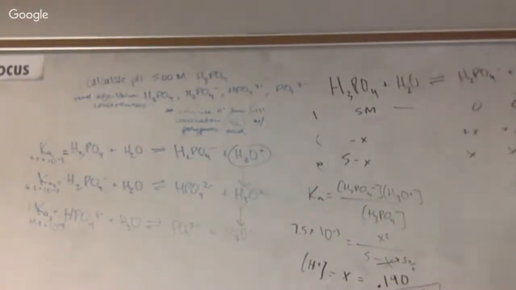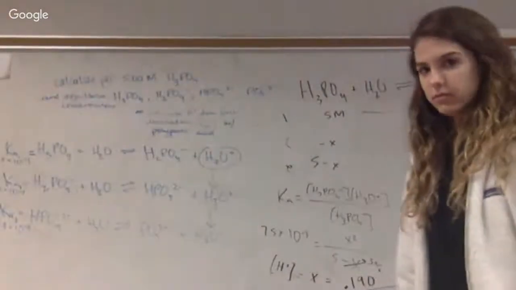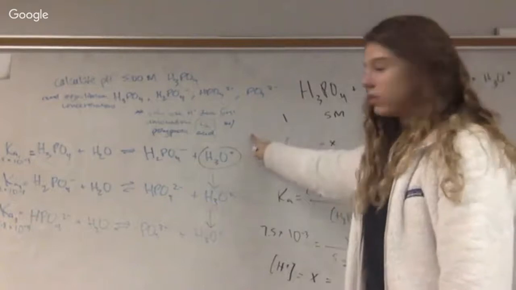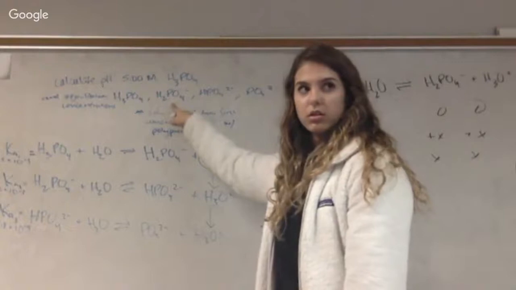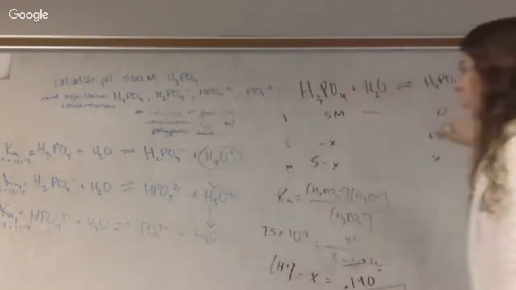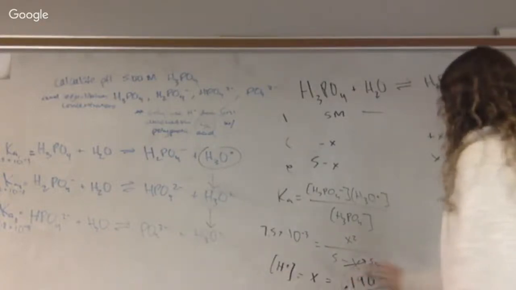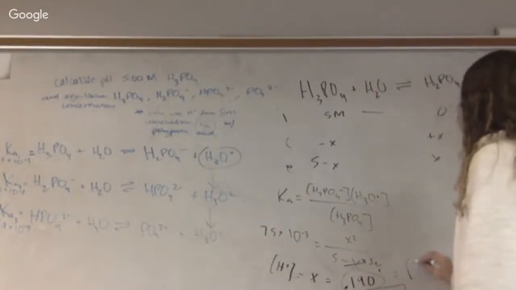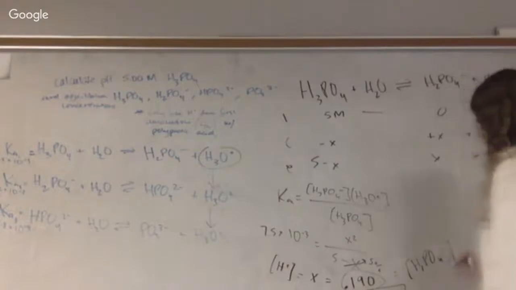Point to the blue up above, H2PO4 minus. Put your finger on that. After the first step, we can figure out both the H3PO4 and the H2PO4 minus. How? Don't we know what the X value is? That's going to be equal to H2PO4 minus. But they also asked us for the H3PO4. How can we figure out the H3PO4? Wouldn't that be 5 minus whatever our X value was?